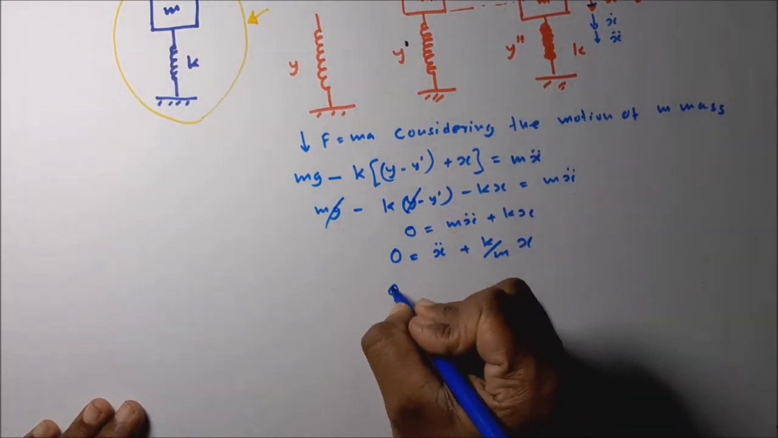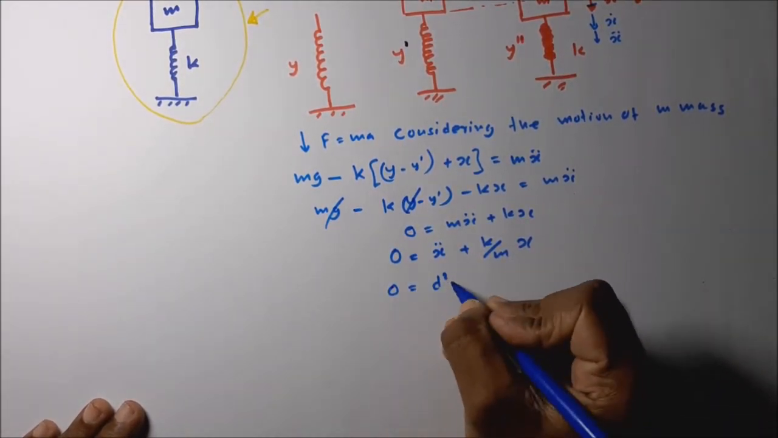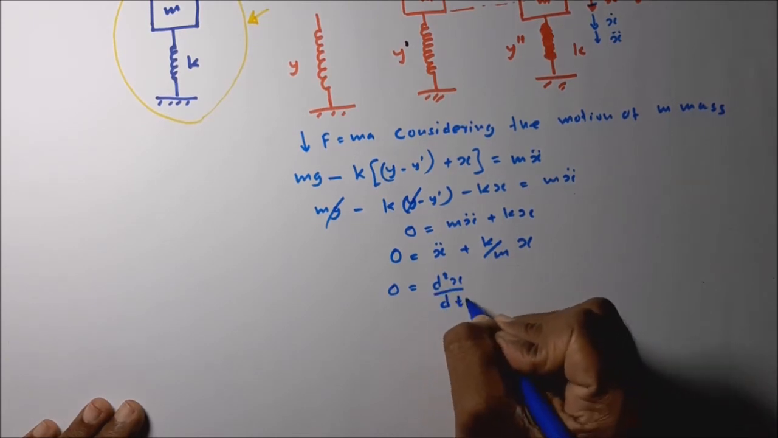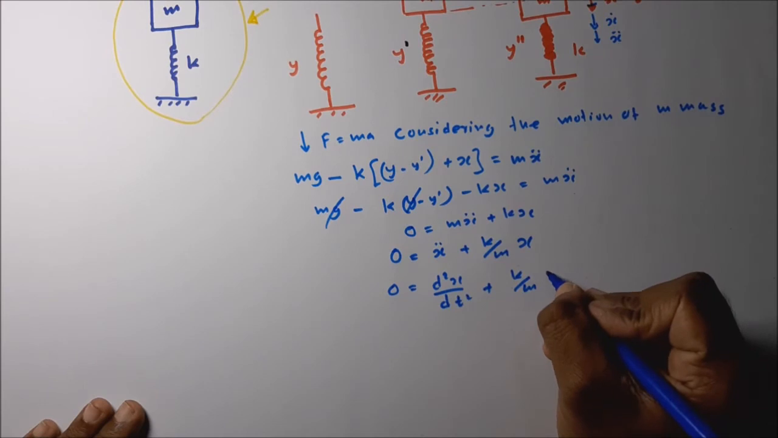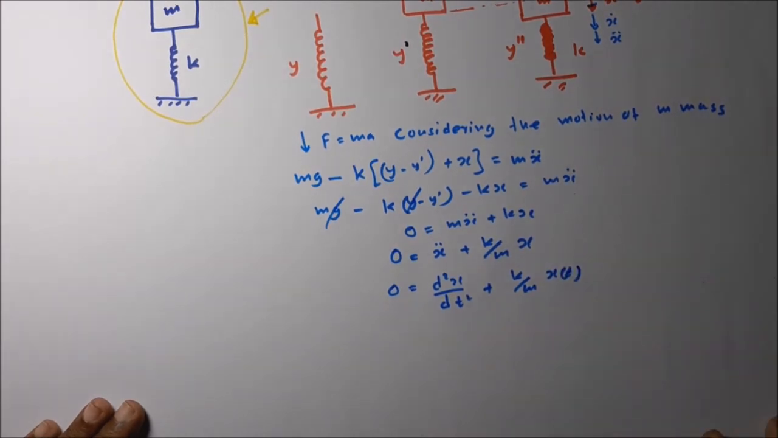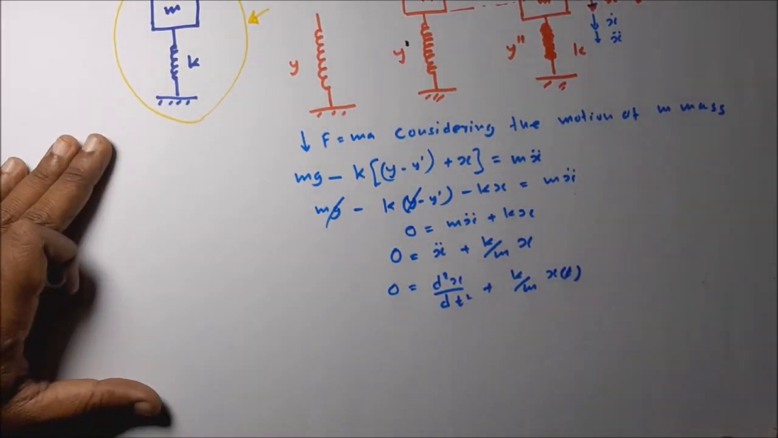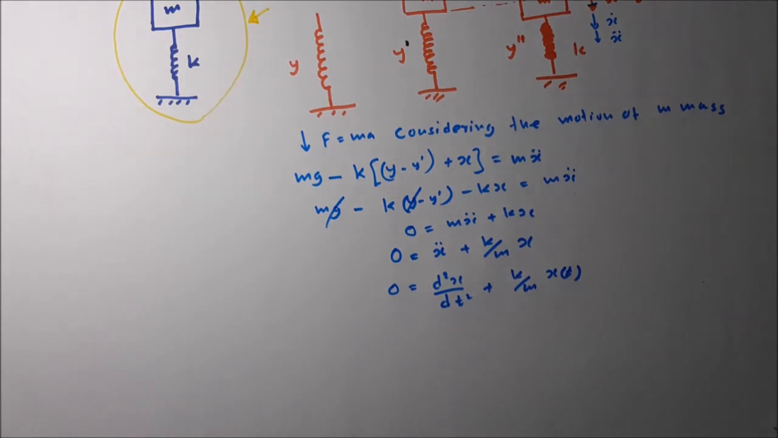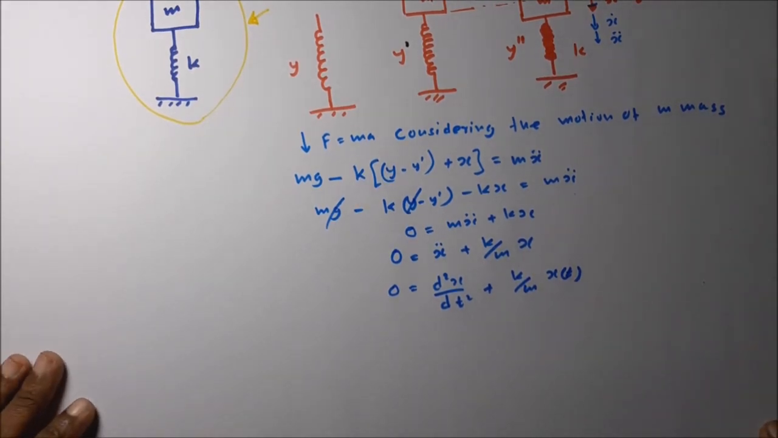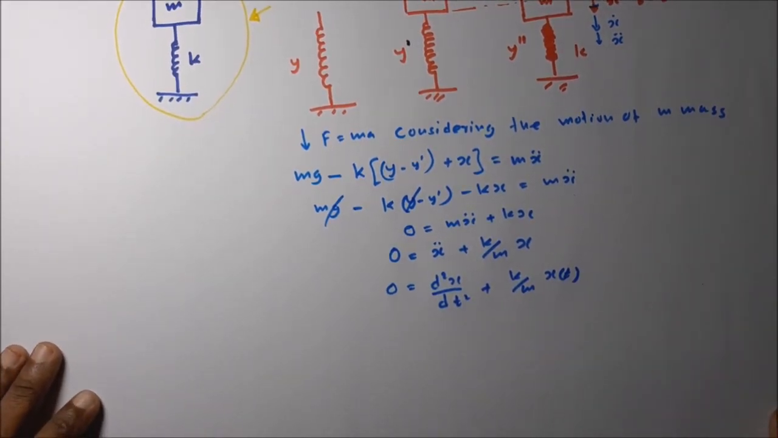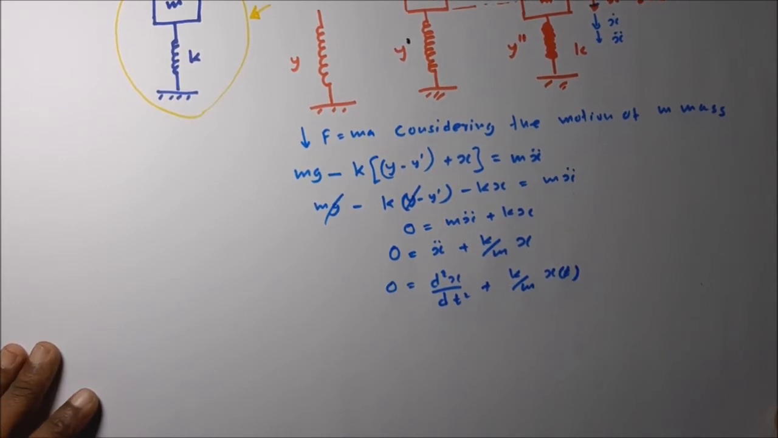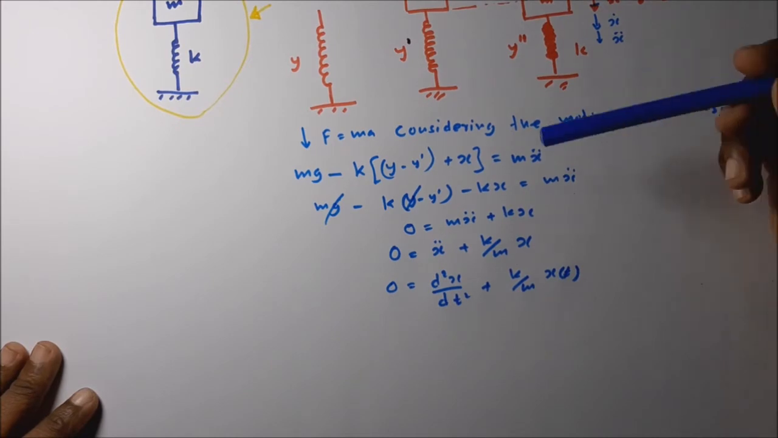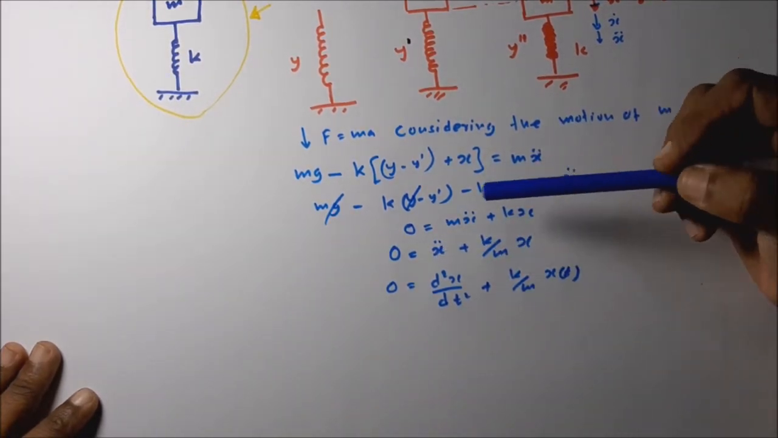Then 0 equals d2x/dt2 plus k divided by m into x(t). This is called the characteristic equation of the system. You can see it's a second order equation.